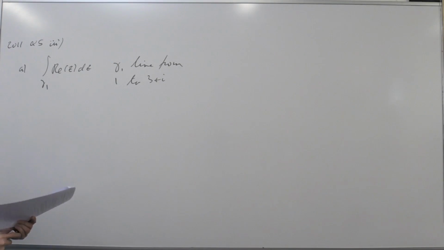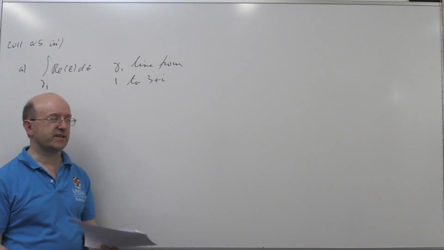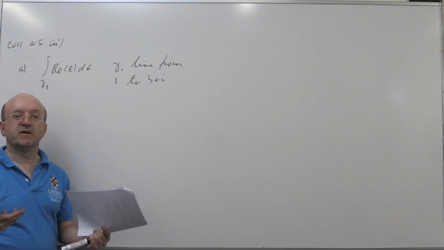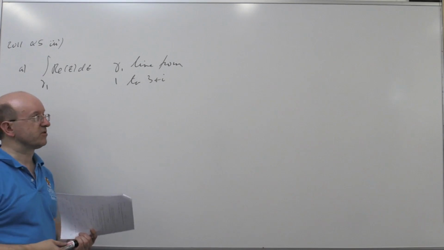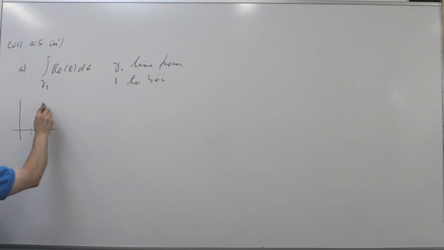Okay? Now, because we're integrating the real part of z, we can't use antiderivatives or anything like that. We just have to do it the basic way, which is to parameterize the contour. And since it's a line, that's not too difficult. I'll draw a picture. Well, why not draw a picture? Just to show willing. We're going from 1 to 3 plus I.